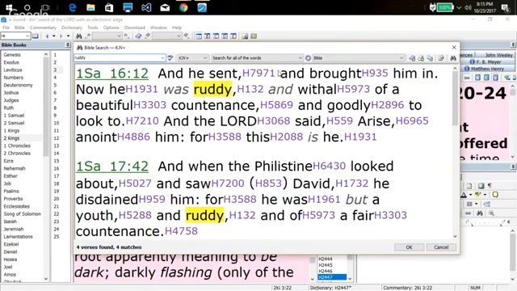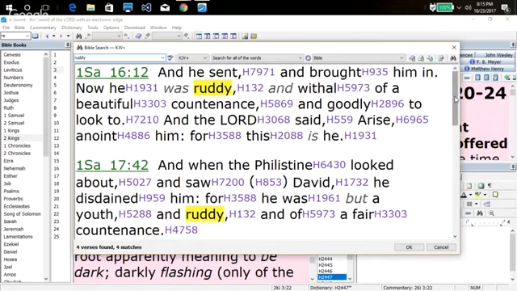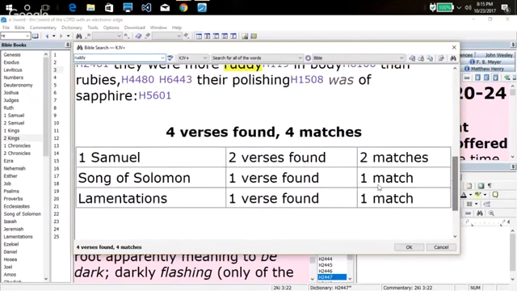That's right. So now what I'm going to show y'all is the word ruddy. They're saying it's the same exact word or definition and meaning of red when it's described for Esau or Edom. We're going to show y'all that. Now, let me scroll down real quick. The word ruddy is mentioned only 4 times in the Bible as a whole. One or two times in 1 Samuel, one time in Song of Solomon, and one time in Lamentations.